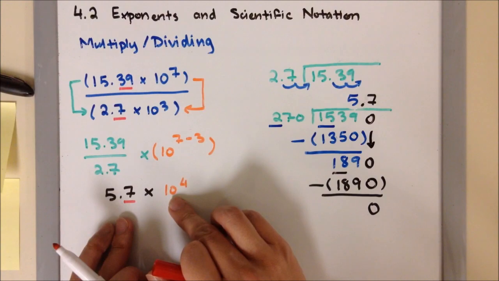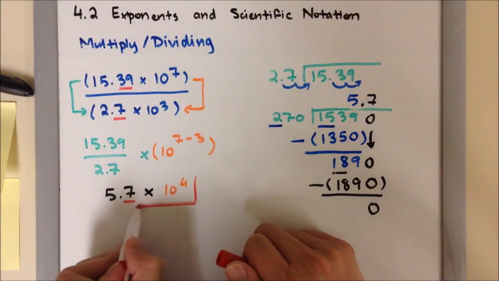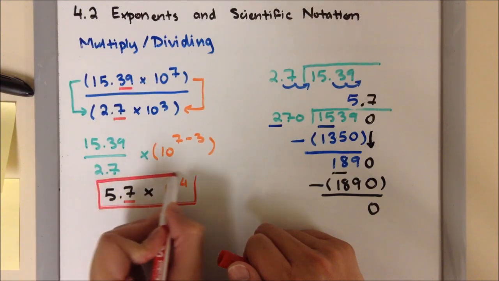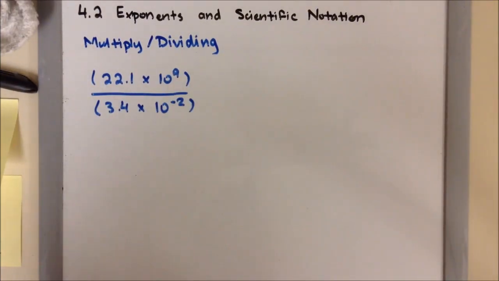And then I don't have to do anything with the 10 to the 4th power. So my final answer is actually 5.7 times 10 to the 4th power. And that would be our final answer. We don't do anything about it. We're good. In this example, now we're actually going to be working with dividing in scientific notation.